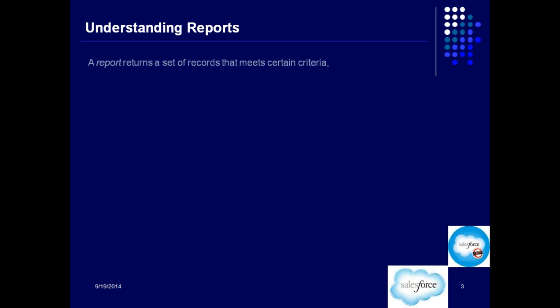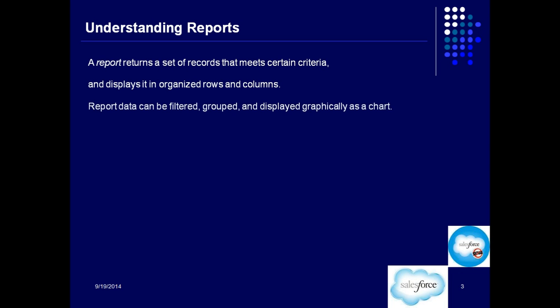Understanding reports. A report returns a set of records that meet certain criteria and displays it in organized rows and columns. Okay. So this is what Salesforce has to say about it. Report data can be filtered, grouped and displayed graphically as a chart. So the data of the report can be filtered, it can be grouped. Grouping is what we were talking about, summarizing the data. And it can also be displayed graphically as a chart. So these are the things which can be done with the report.